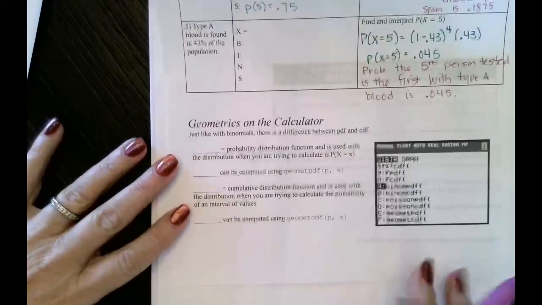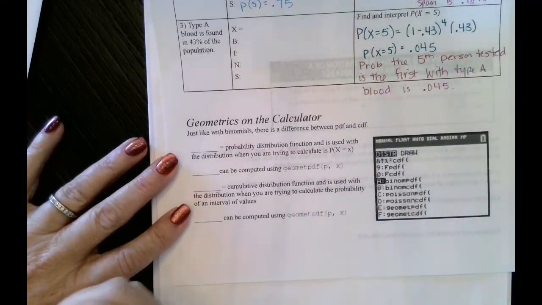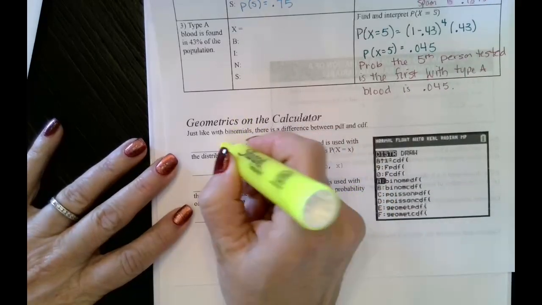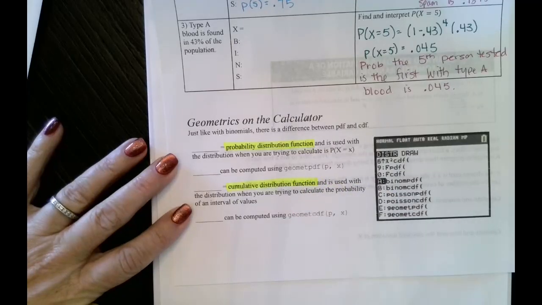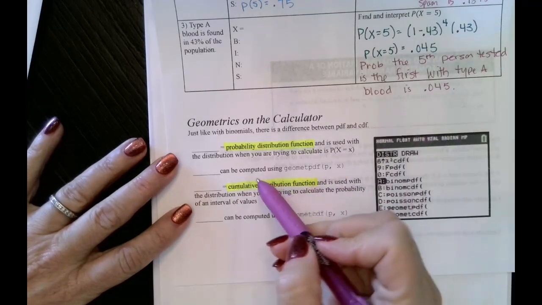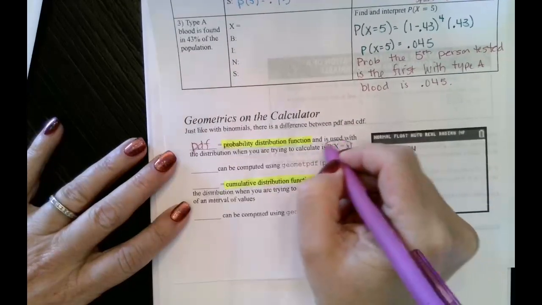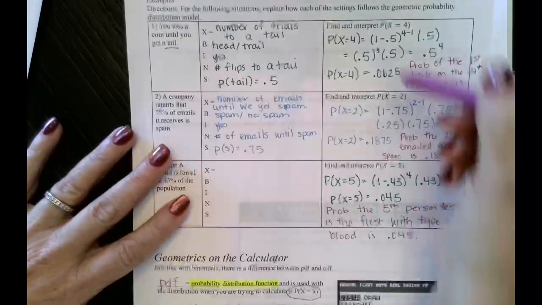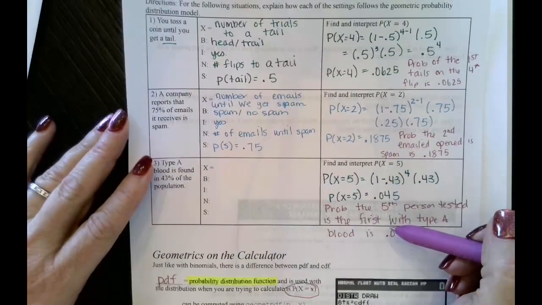Okay, so we did all this by hand. We know that we've got these tricks in the calculator, so here's the difference. Just like with binomial, we have cumulative and PDF. So PDF and CDF, probability distribution function, this is my PDF. Again, this is when we know the probability. So all of these we could have solved with our geometric PDF.